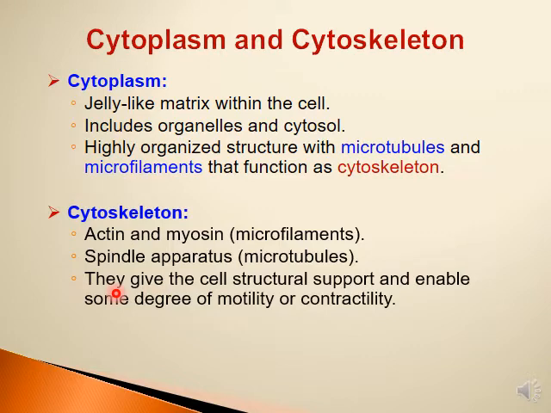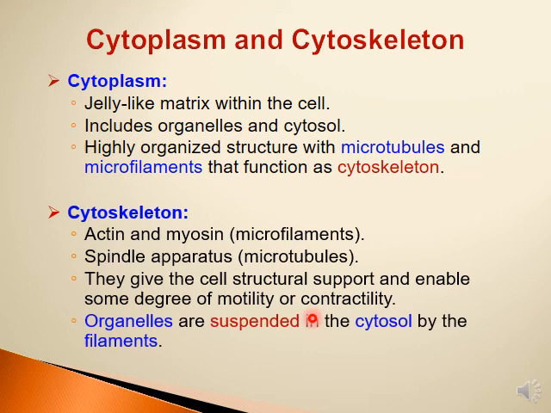The cytoskeletal proteins give the cell structural support and enable some degree of motility or contractility of the cells. In the muscle cells, the microfilaments are present in large amount. That's why the muscle cells can contract. Organelles are suspended in the cytosol by the filaments or by the cytoskeletal proteins.